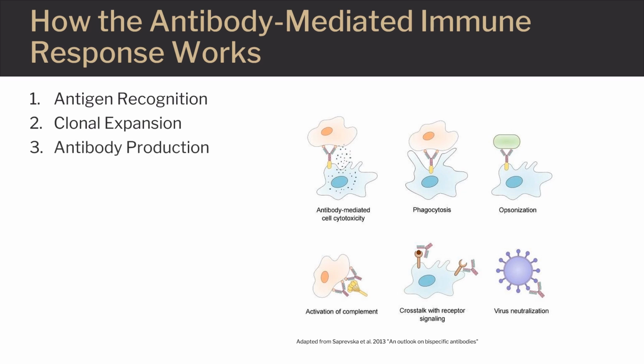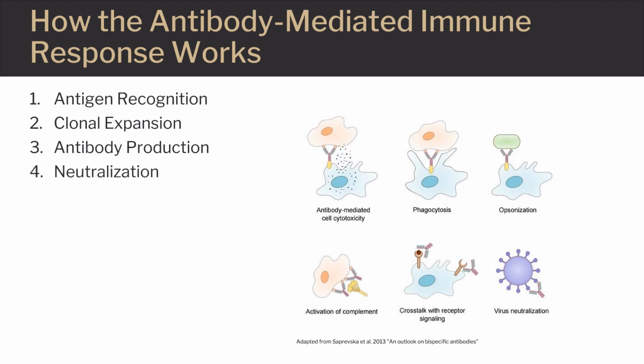3. Antibody production. Plasma cells are specialized B cells that secrete large quantities of antibodies into the bloodstream and tissues. Antibodies are Y-shaped proteins that have binding sites specifically designed to attach to the antigens of the invading pathogen.